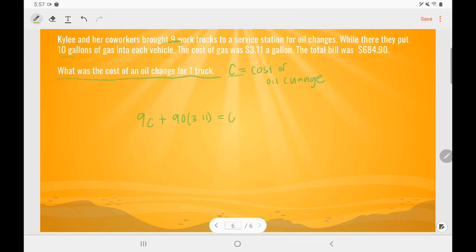And that's the total amount that I'm paying. So it is equal to $684.90. So let's go ahead and solve that. 90 times 3.11 is 279.90, so 9C plus 279.90 equals 684.90. Subtract my constant.